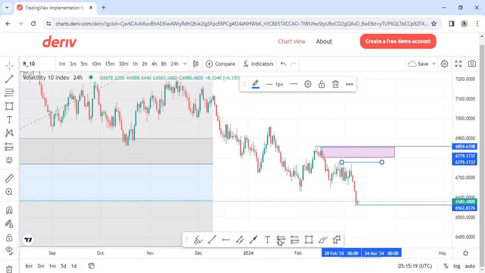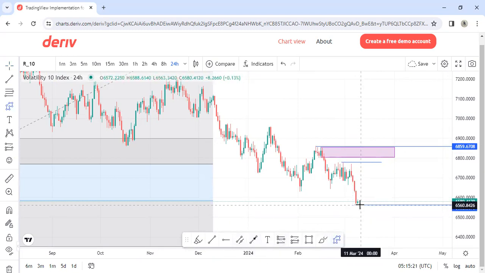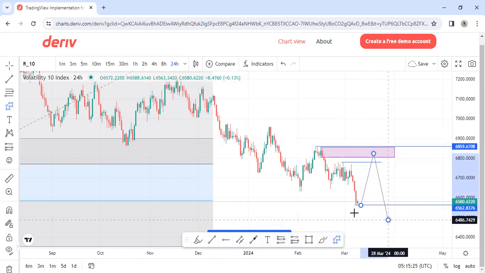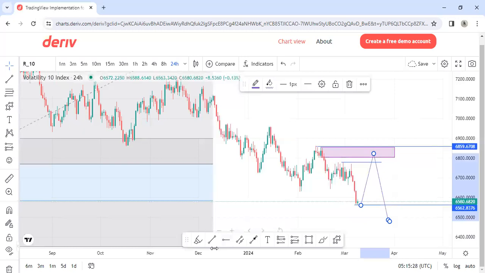So if you were to ask me, I would anticipate that price would likely go for this point here and then go lower. That's what I think the market is going to do, right? This is what I have for this step, right? So that is what I have.